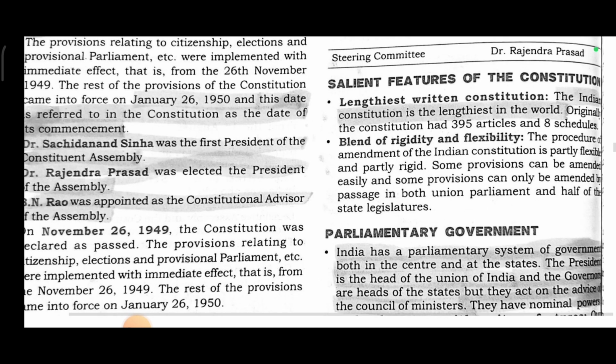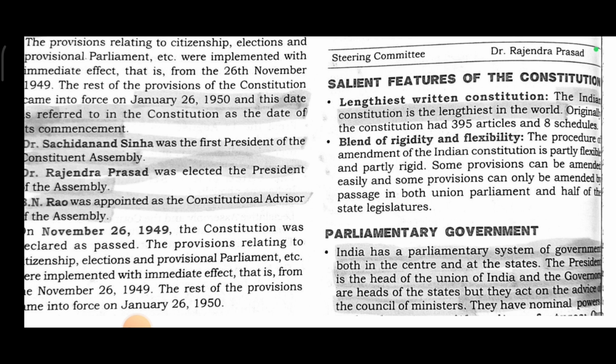Salient features of the Constitution. Lengthiest written constitution. The Indian Constitution is the lengthiest in the world. Originally, the Constitution had 395 articles and 8 schedules. Blend of rigidity and flexibility. The procedure of amendment of the Indian Constitution is partly flexible and partly rigid.